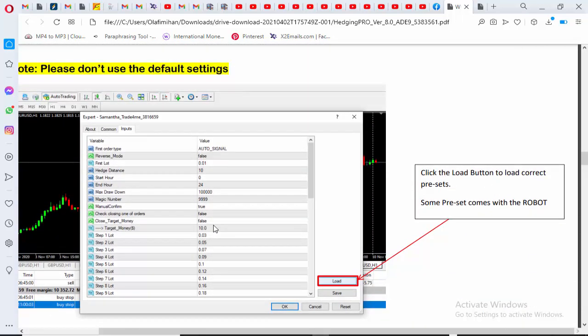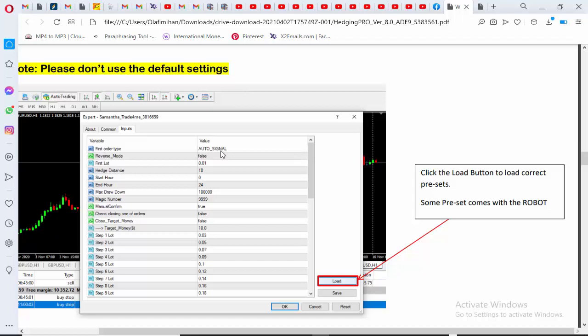Then this is the major place we need to discuss. If you look at the software, we still have what we call first order. When we were using the indicator to trigger the software, we would see what we call auto signal. But now we don't use auto signal, we only use buy and sell. So please, this is a very crucial area of the software that you need to understand.